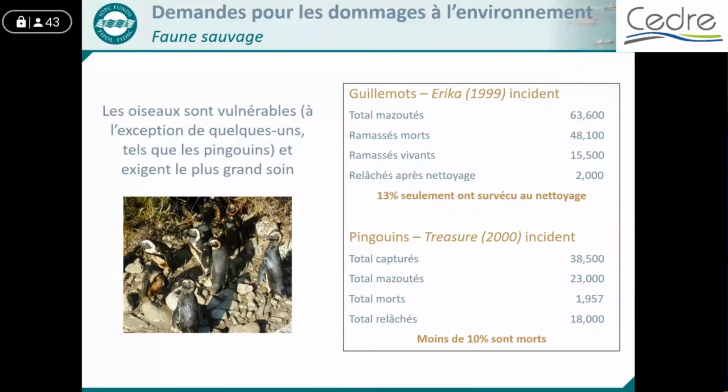Here affecting penguins, South Africa at the time wasn't a member of our conventions. So here we had 38,500 penguins captured with 18,000 released. So what's difficult in this type of situation is explaining how to evaluate the damages and the cost per individual.